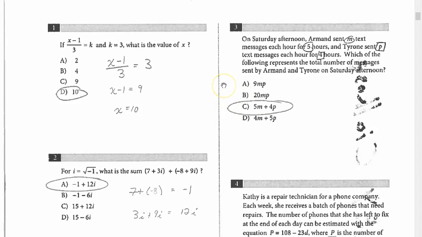Question number 3 here. Again, we see a lot of words, but reading through it, we find that Armand sent M text messages each hour for 5 hours, and Tyrone sent P text messages each hour for 4 hours. So we're trying to figure out the total number of messages sent by them on Saturday afternoon.